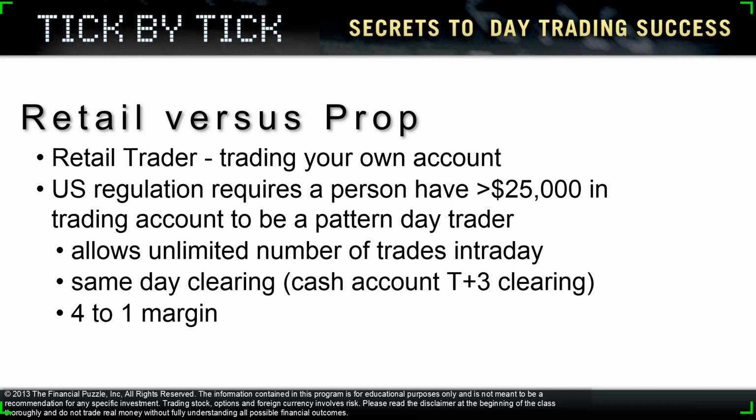And like I said, you get that 4-to-1 margin, although you get the 4-to-1 margin at most brokers, regardless of whether you're a pattern day trader or not. So at TradeStation, even if you had $10,000 in your account and you applied for margin, you would still have 4-to-1 intraday margin. You just would not have the ability to take the number of trades that you would if you had a pattern day trading account. So what do you do if you don't have $25,000?